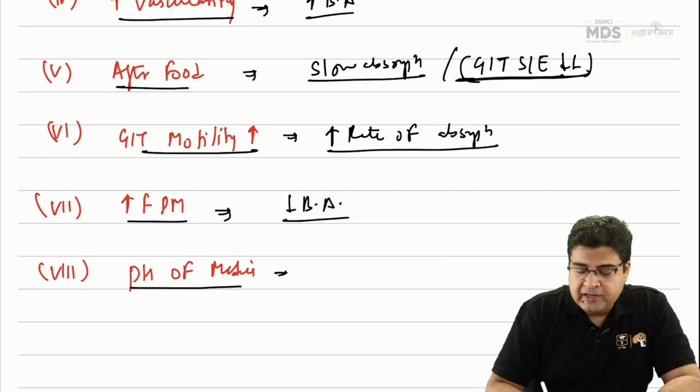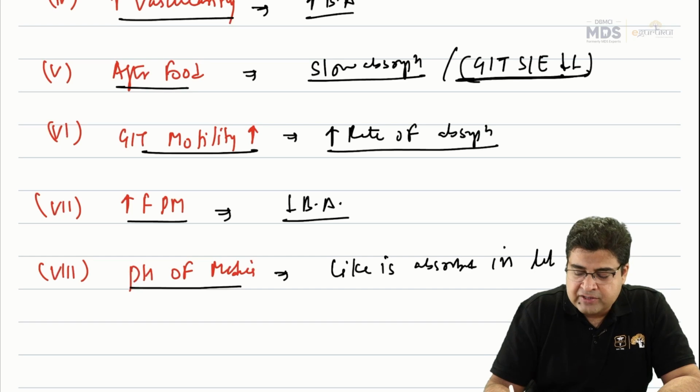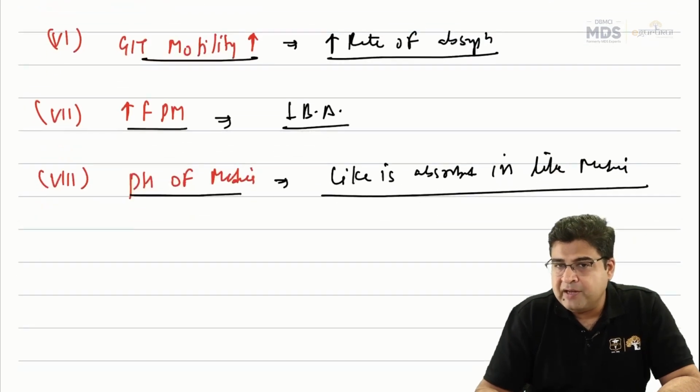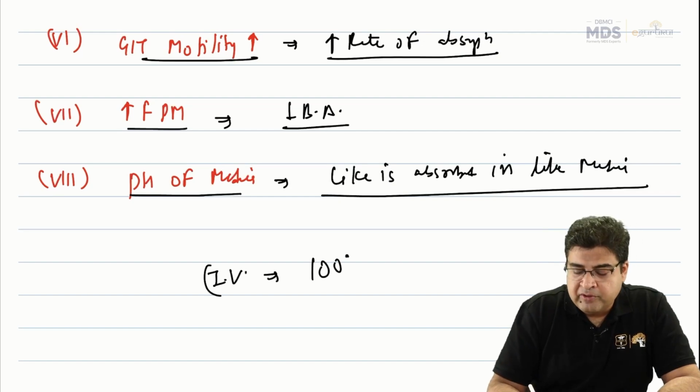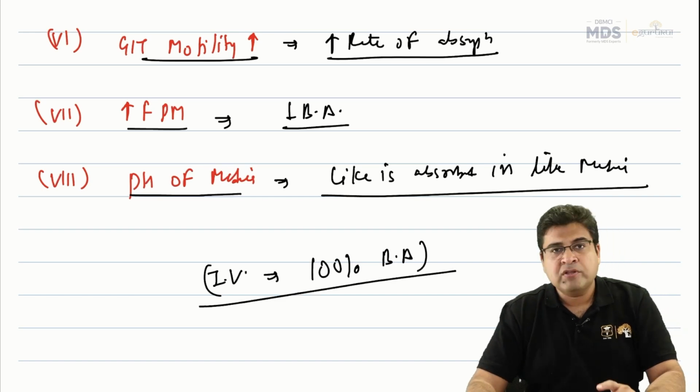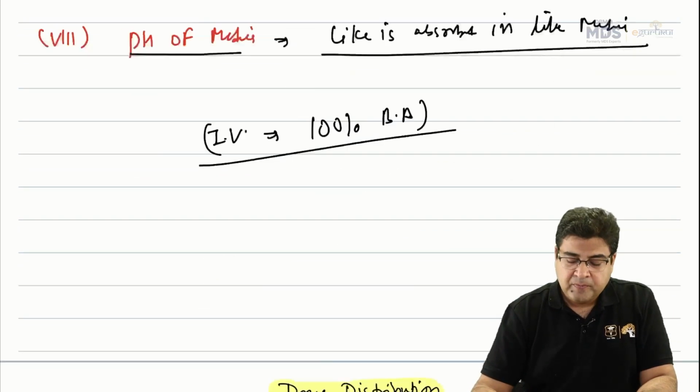Now pH of the media also affects absorption. We know that like is absorbed in like media. So please remember, guys, acidic drugs are absorbed in acidic media, and basic drugs are absorbed in basic media. Whenever we give medicine by IV route, the bioavailability is almost 100%.